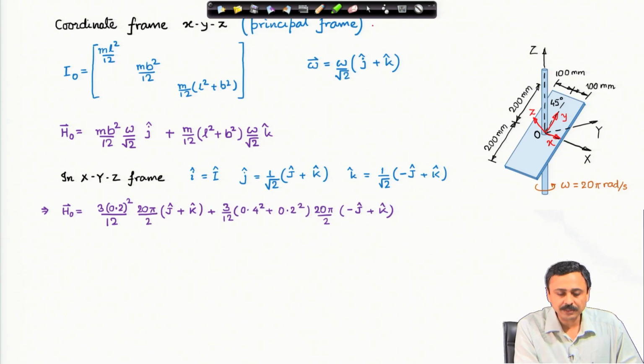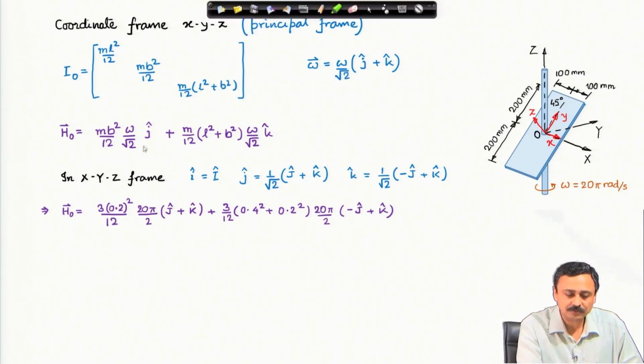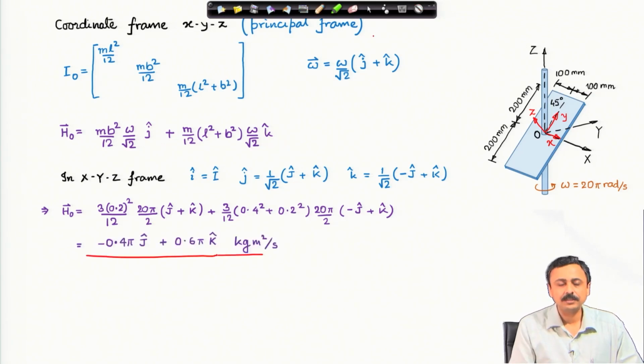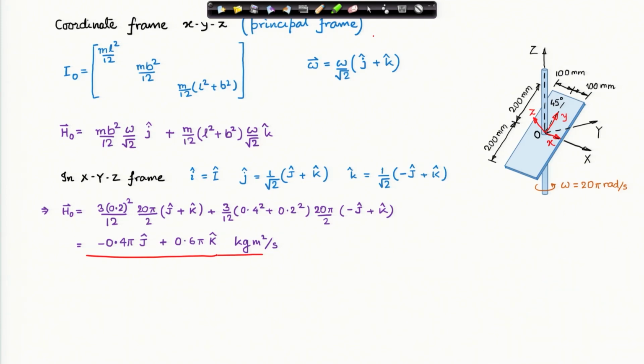Therefore, substituting these expressions of j cap and k cap in here, and if I simplify, I get the angular momentum about O in terms of the capital I cap, J cap and K cap unit vectors. So, this is the angular momentum about O.